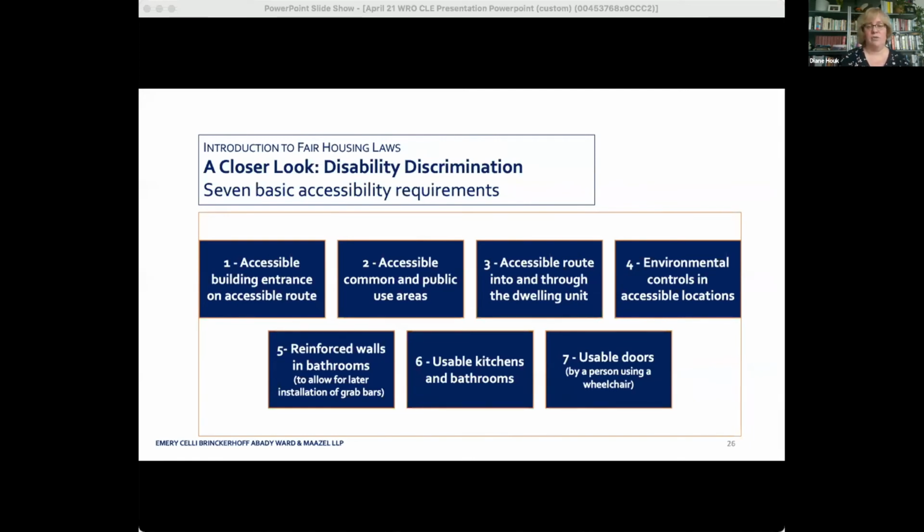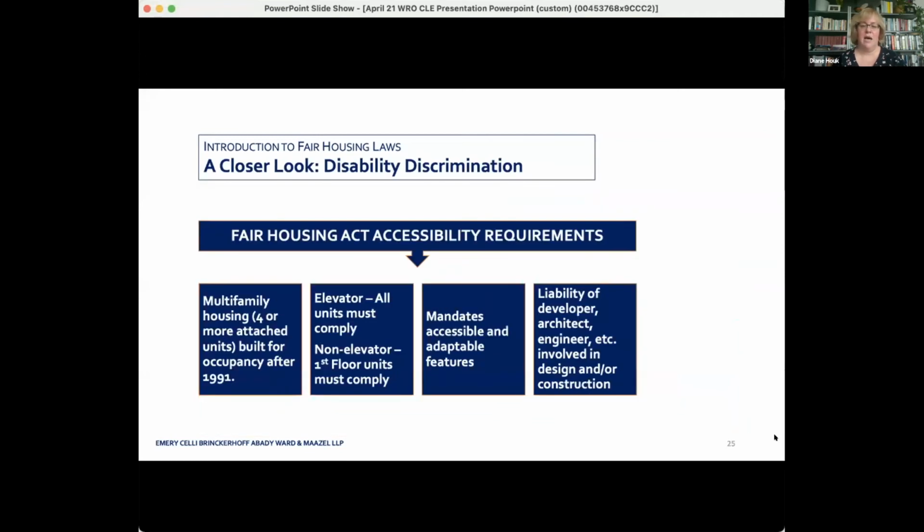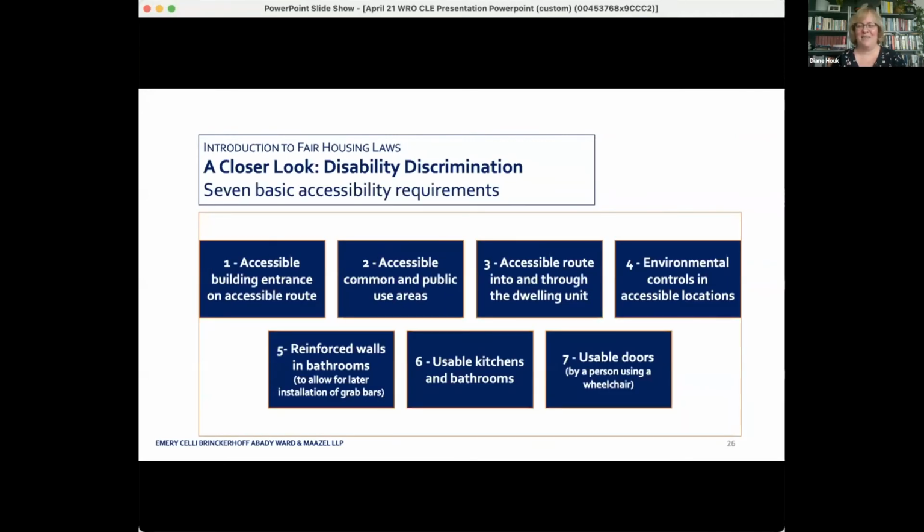So accommodations do go beyond thinking about parking spaces. They really go to the policies and procedures that condominiums and co-ops have and landlords have as they operate their housing. Now here on slide 20, we are on 25 or 26, sorry, 25, the 7 requirements. Thank you. Sorry for my being challenged a bit this morning on my numbers.